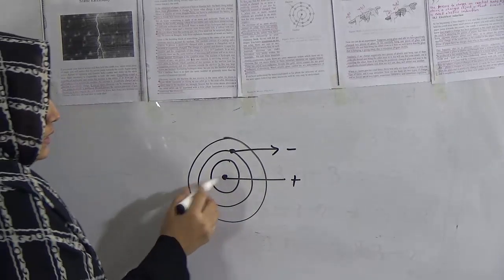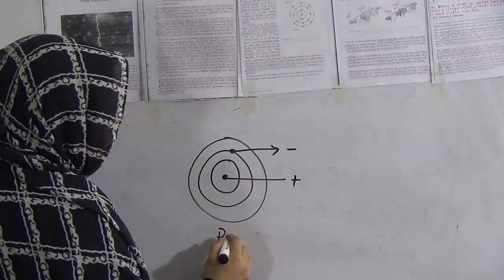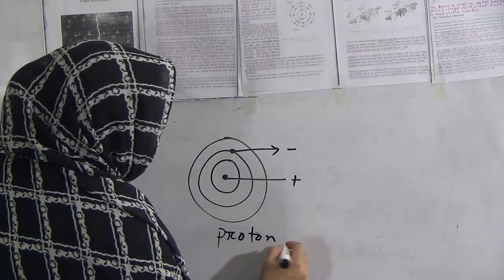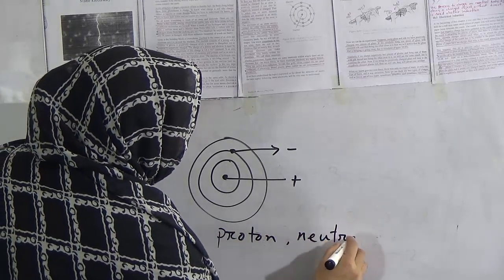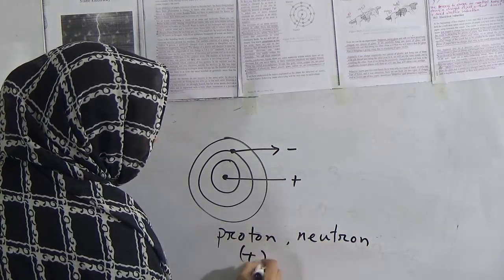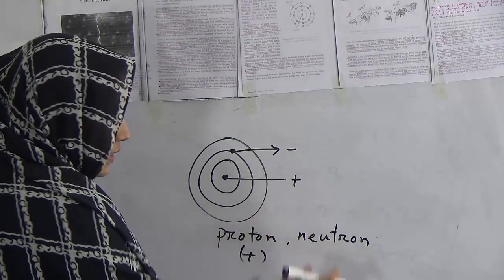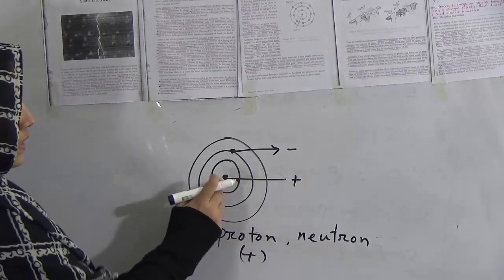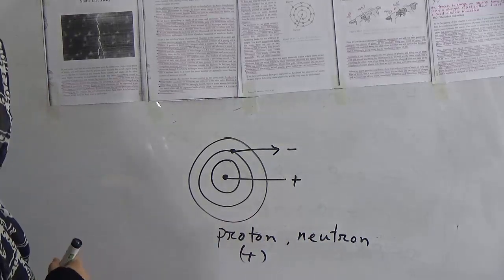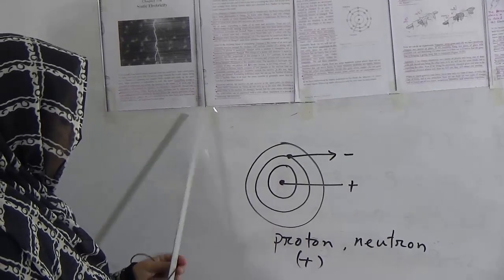And we know that the nucleus consists of protons and neutrons. We know the proton is positively charged and the neutron is charge neutral. That means there is no charge in the neutron. So the nucleus is positively charged. So my dear students, now go to the next page.